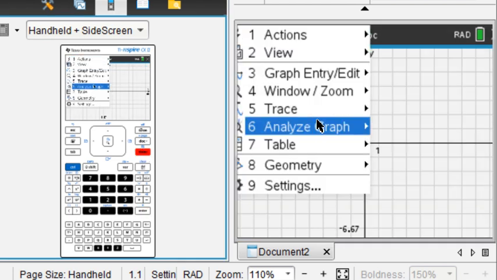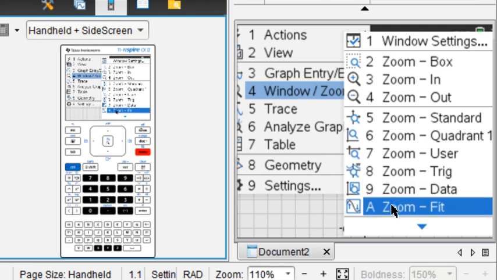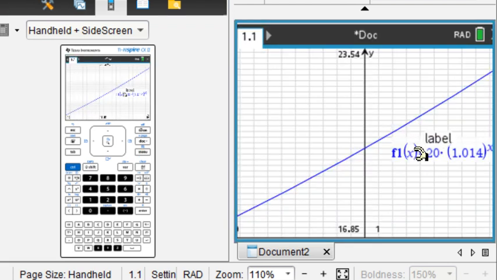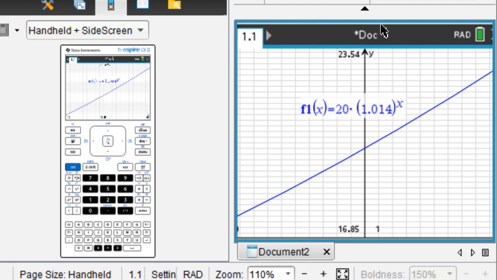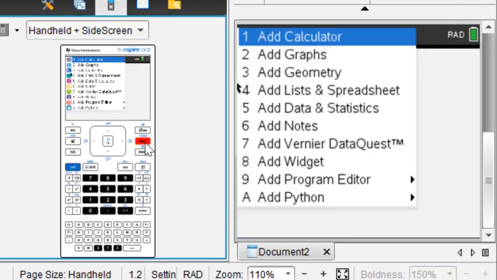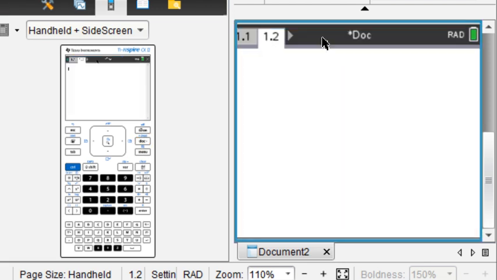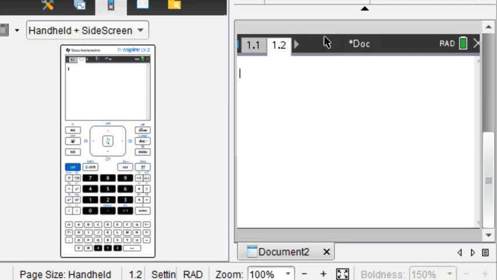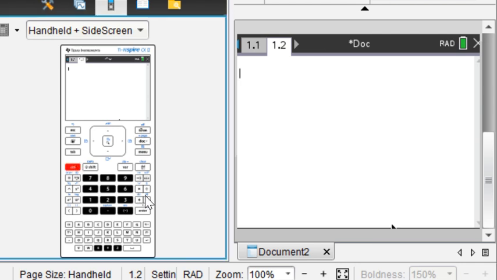Now I can do menu 4, letter A, zoom fit, and this gives me an idea of what my graph looks like. But the best thing about this graphing calculator, all these windows are connected. So if I press control doc and add a calculator page, this can actually help me to calculate the slope. So to calculate slope, it's the change in y over the change in x. So I know I want a fraction.